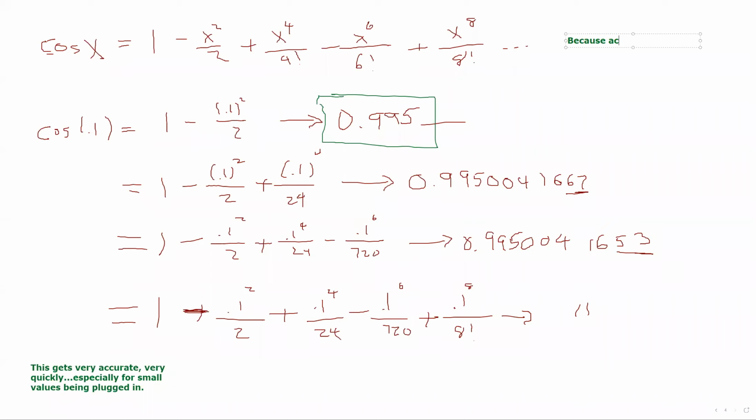So because accuracy happens very swiftly, the error margin is actually bounded by the next term. Okay, what in the world do I mean by that?